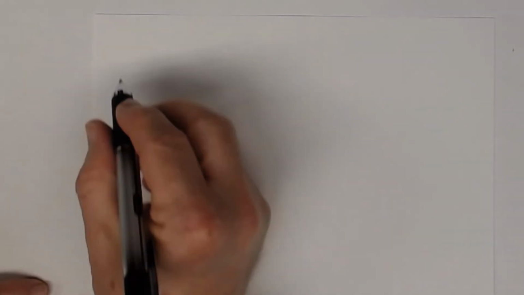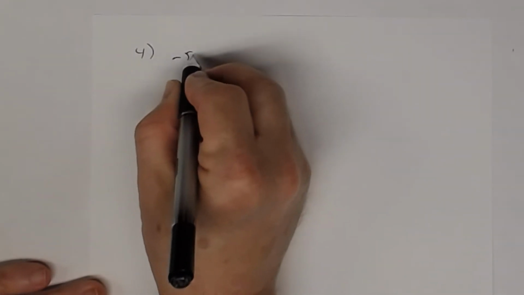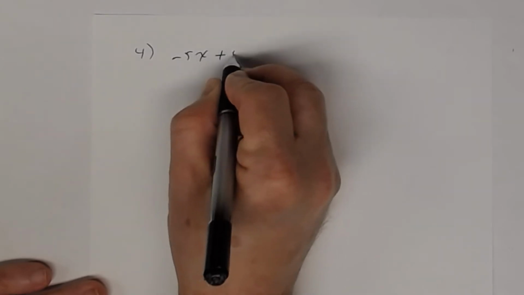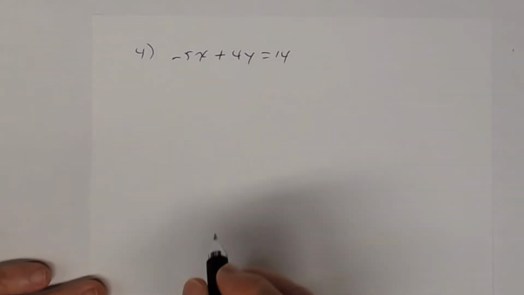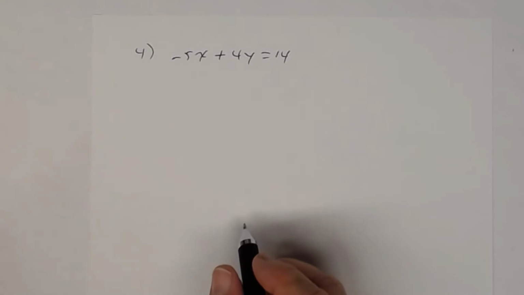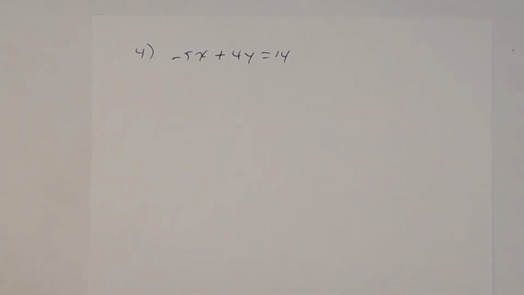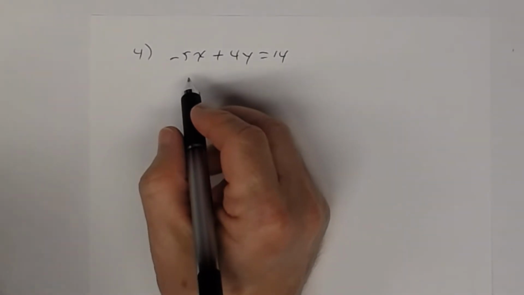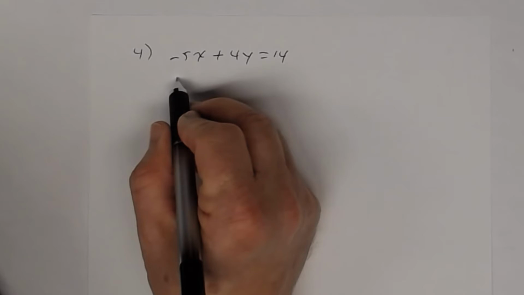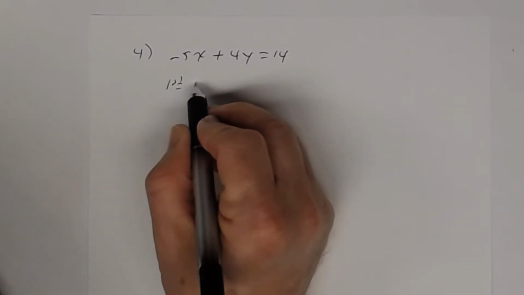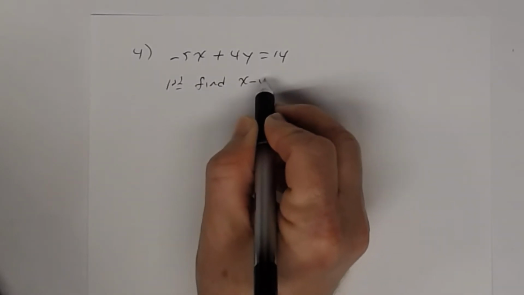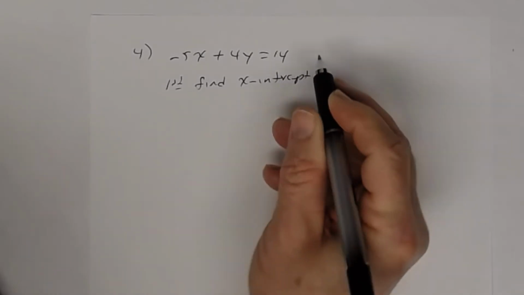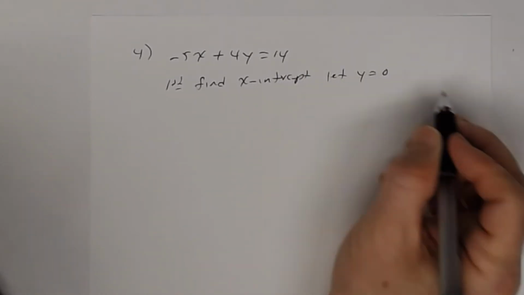Okay, let's look at number 4. All right, number 4, we have negative 5x plus 4y equals 14. Okay, so same thing, we're going to find the x and y-intercepts. The first thing we're going to do is find the x-intercept. To find the x-intercept, you're going to let y equal 0.